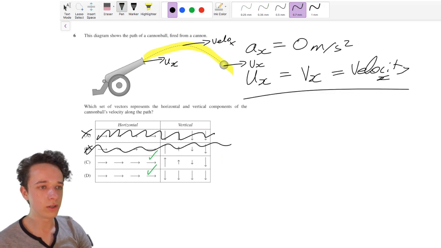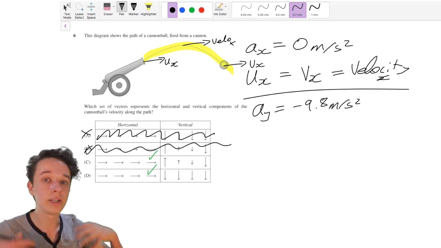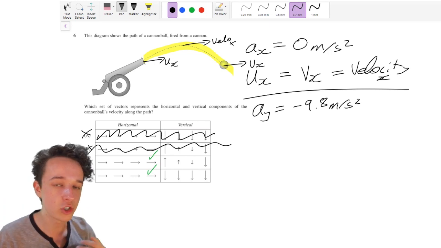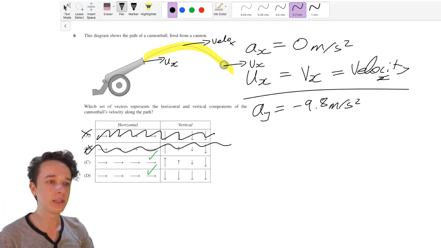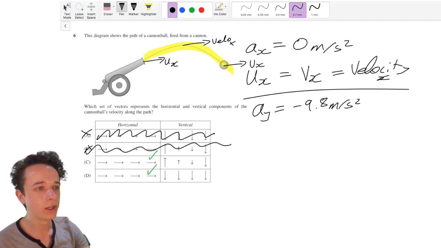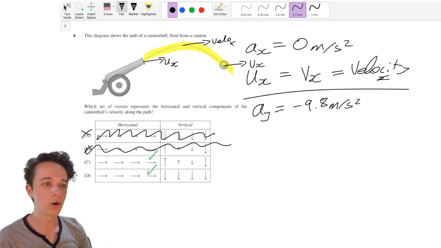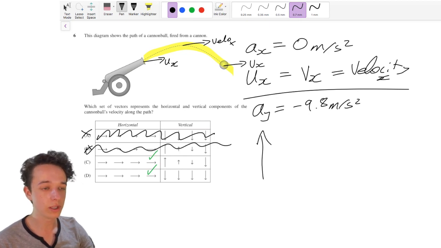Now similarly, we know that there does exist an acceleration in the y component due to gravity. And that means that the velocity should be changing over time. Specifically, the velocity should be getting more negative over time because the acceleration is in the negative direction. So how do we represent a vector becoming more negative? Well, a positive vector would be pointing up conventionally, and a negative vector would be pointing down.